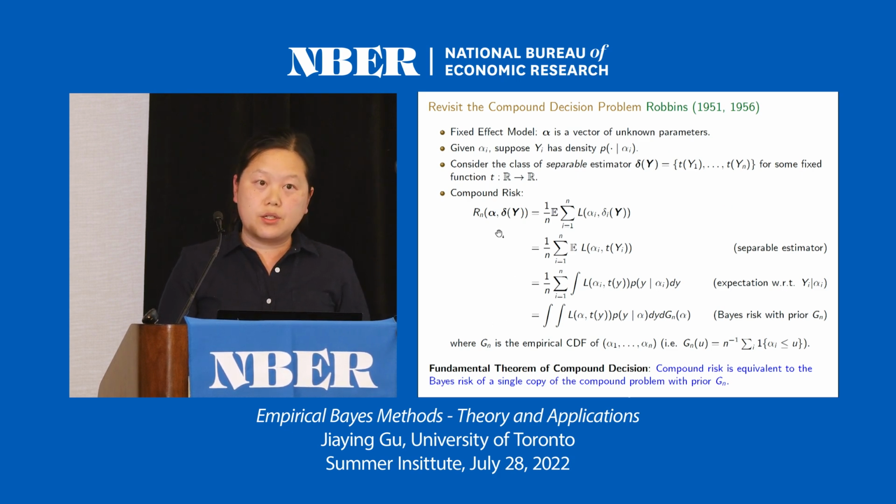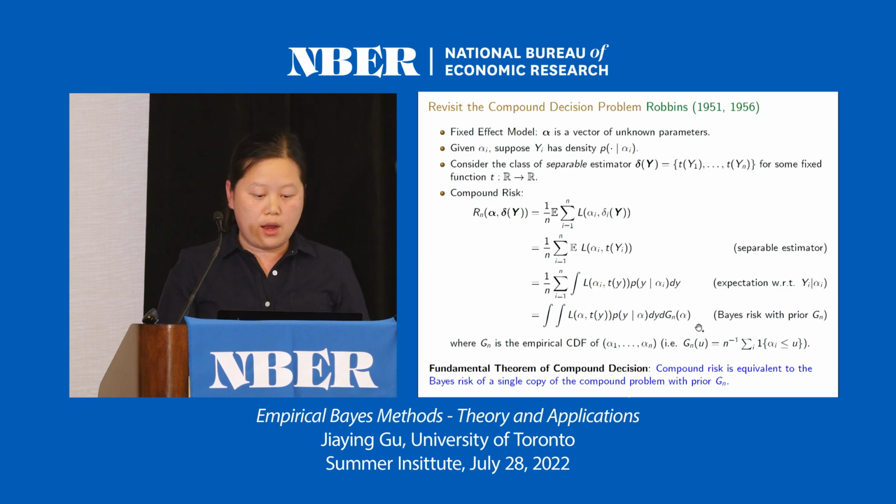So on the left-hand side, we have the defined compound risk, right? So these are just the expectation of the loss. Because we are using a separable estimator, this allows me to replace my general delta with just a T function applied on yi. And now because of this, the expectation can be applied on each individual coordinate. That leads to the next line, where I replace the expectation by the integral form with respect to the density p for each individual, and integrate it out, right? And the last line here is to notice that because we have a sample average here, that's nothing but taking another integral with respect to the empirical measure of alpha.